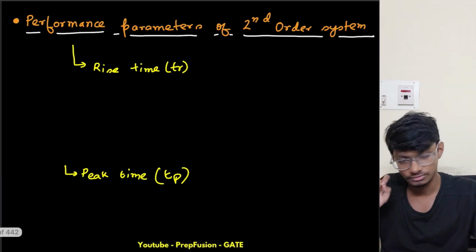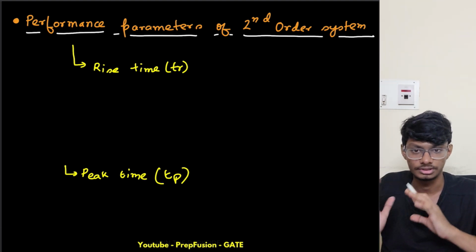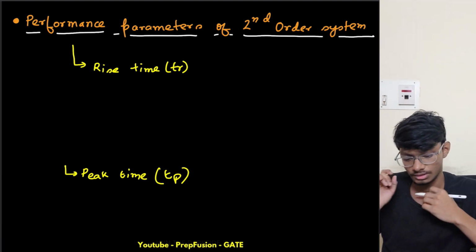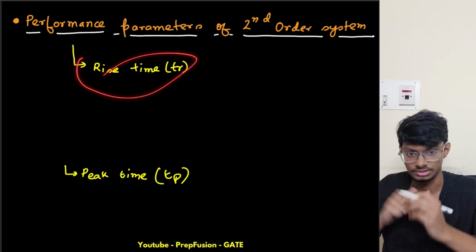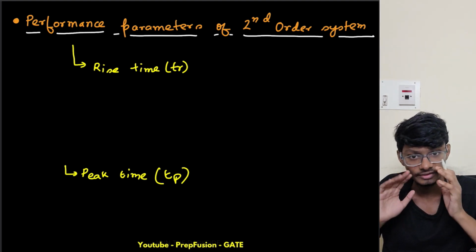So this is for the first order system. Now let's study the second order system. In the second order system we have to study the performance parameters of the second order system. So this is the rise time basically. So what was the definition of rise time?